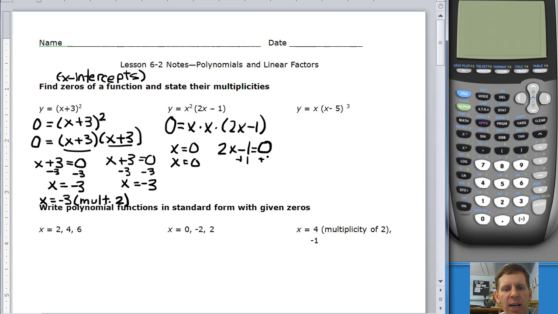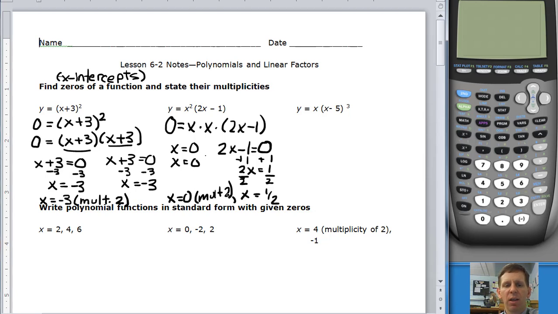We're going to add 1 to both sides. You get 2x equals 1. Then divide both sides by 2, and you get x equals 1/2. So your answers are x equals 0 again, and x equals 1/2. Instead of writing it twice like we did here, I'm just going to say x equals 0, multiplicity of 2, comma, x equals 1/2.